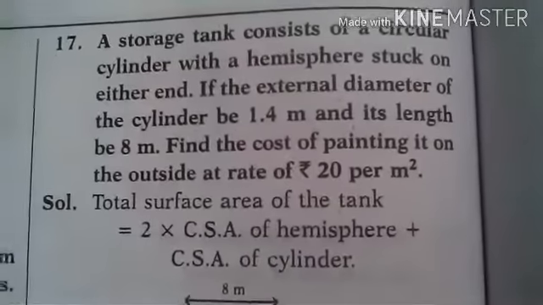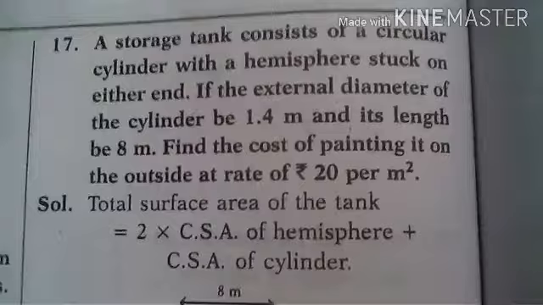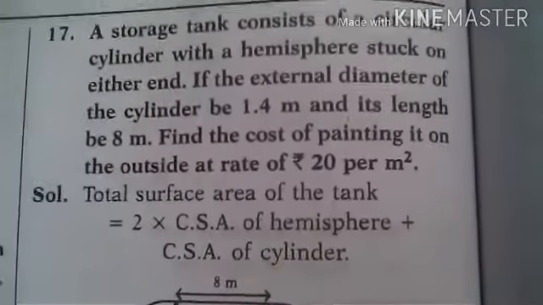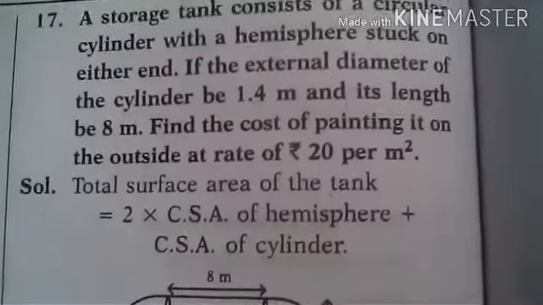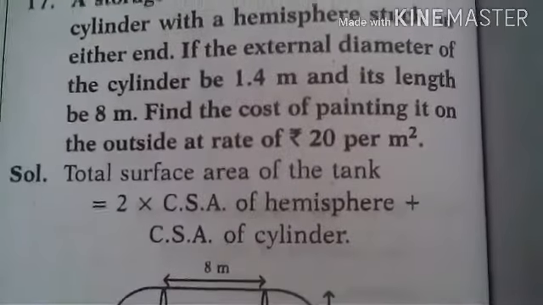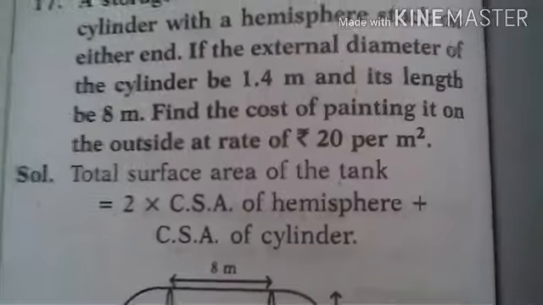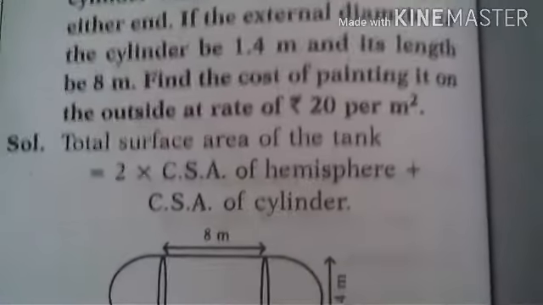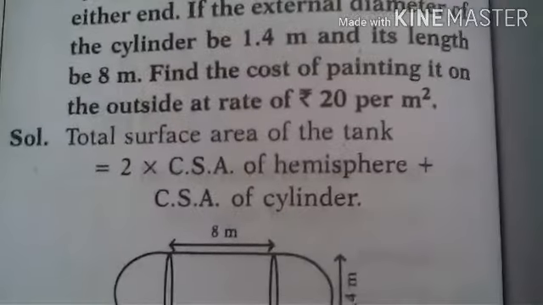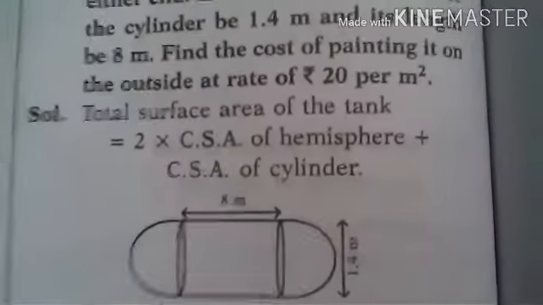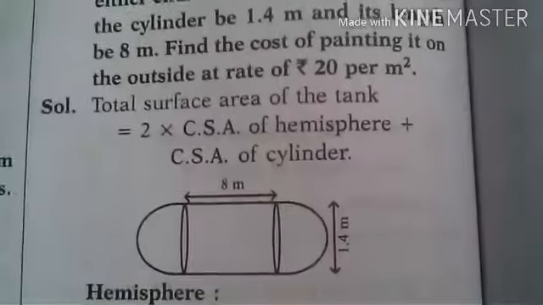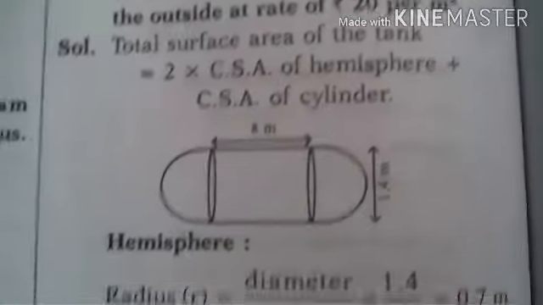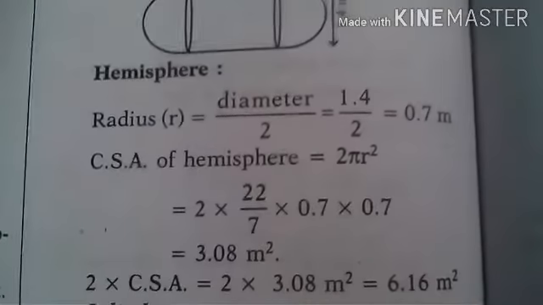Next question. A storage tank consists of a circular cylinder with a hemisphere stuck on either end. If the external diameter of the cylinder is 1.4 meters and its length is 8 meters, find the cost of painting it on the outside at the rate of 20 rupees per meter square. So total surface area of tank is equal to 2 into CSA of hemisphere plus CSA of cylinder. Now calculating the hemisphere.